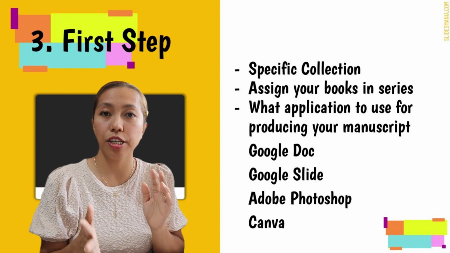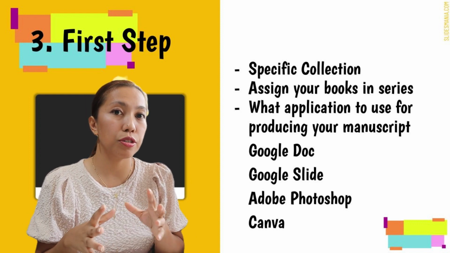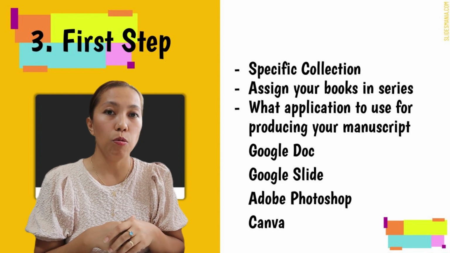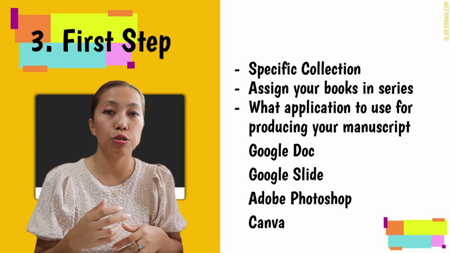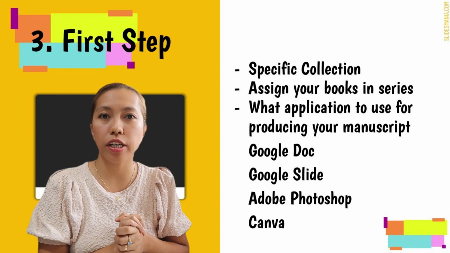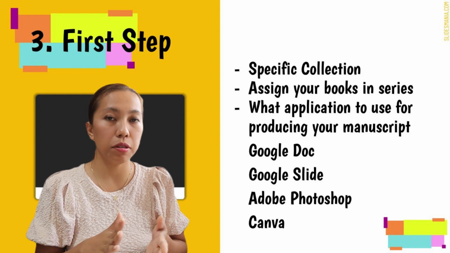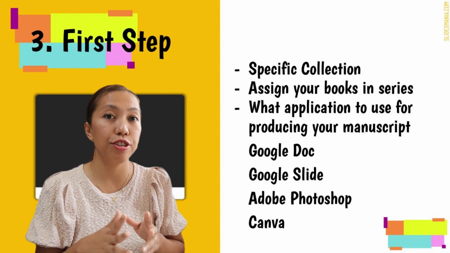Okay, and here's the first step. Of course, the first thing that you need to consider is what specific collection of books do you want to publish? Is it a children's book? Is it a practice book? Or is it a compilation of assessments or reading materials? It's up to you. So find your niche.